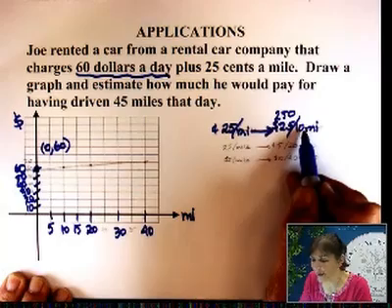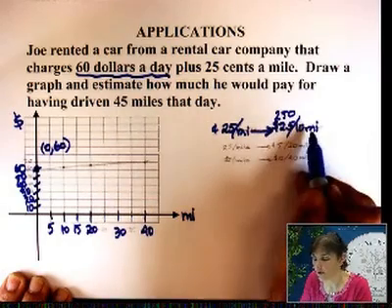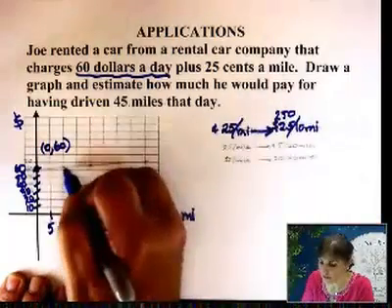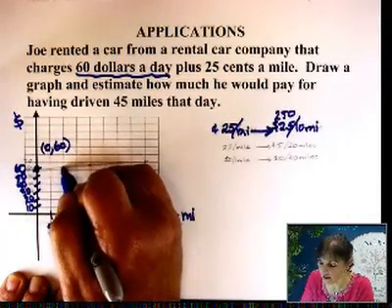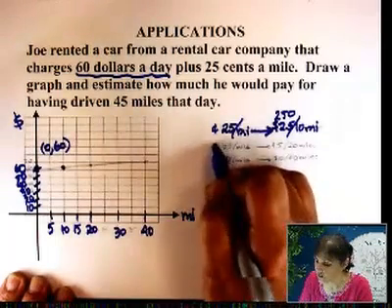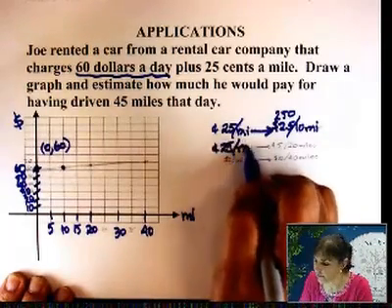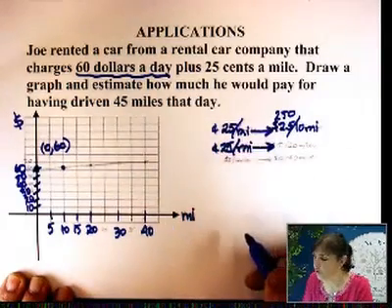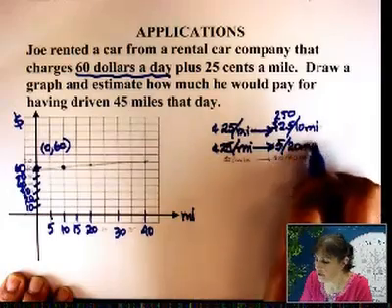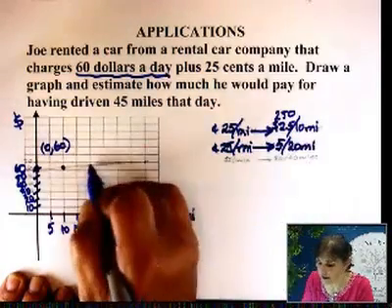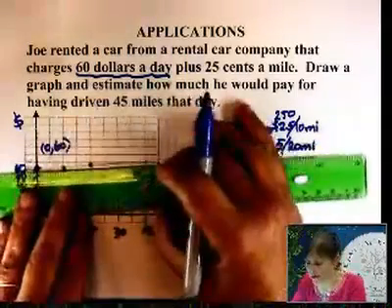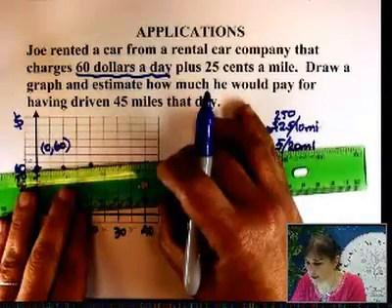But I already paid the $60, so I'm going to be at $62.50. So together, this is going to be $62.50, which is around here. Well, let's assume I drove 20 miles. So 25 cents a mile. I'm going to pay $5 extra for 20 miles. So that's going to be around 65. So it's going to be a little bit bigger.